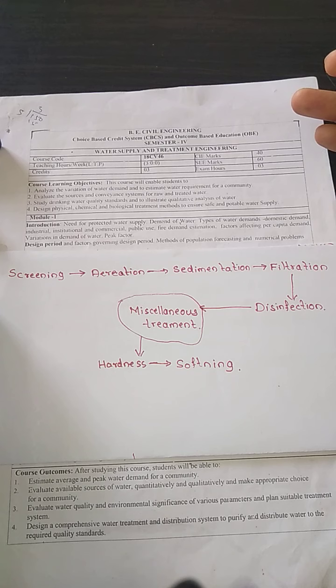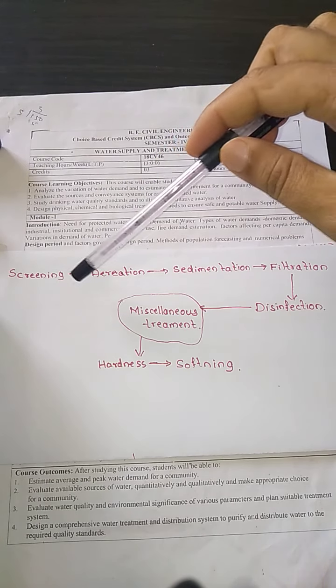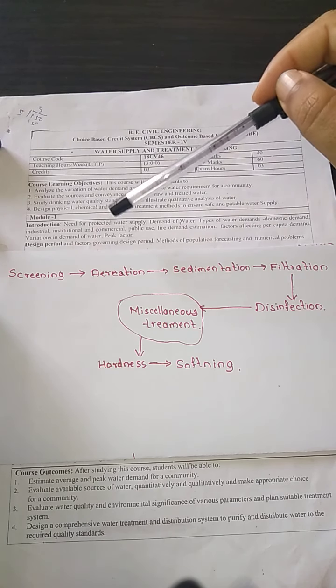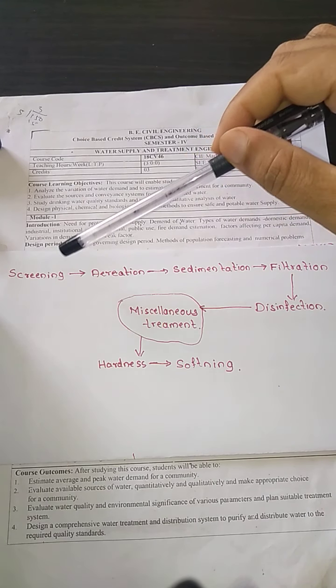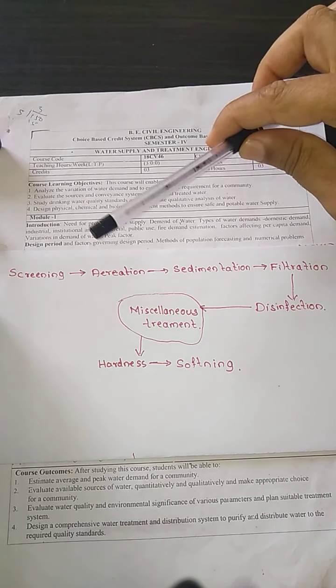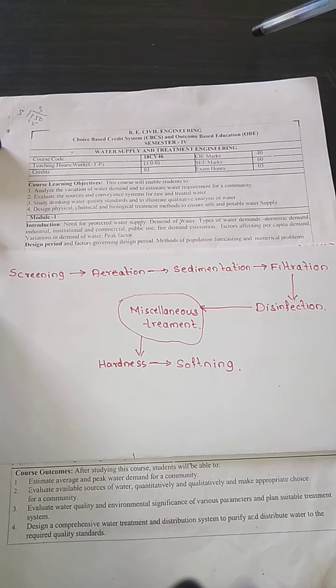In screening, what we are going to do is remove the larger floating elements which are present in the water, such as clothes, hairs, dead animals, leaves, plant parts, various parts of it. We are going to separate them out, so they do not cause a problem in the further treatment process. In screening, we are going to have coarse screen, medium screen, fine screen, right? In screening, we will be using bars. Based upon the bars, the screen is classified into coarse screen, medium screen, fine screen.